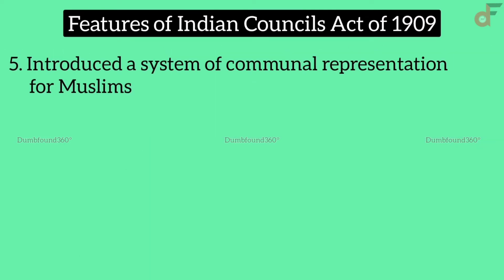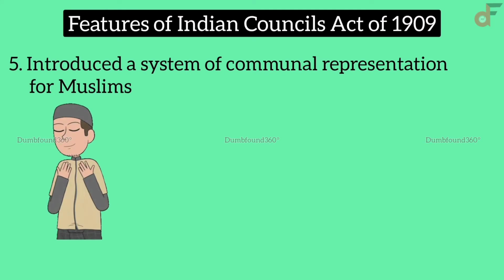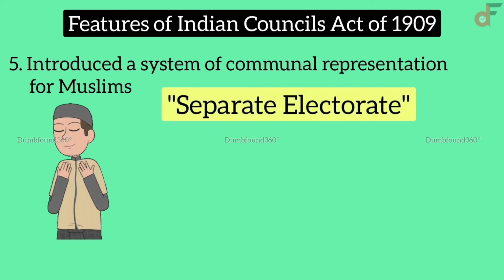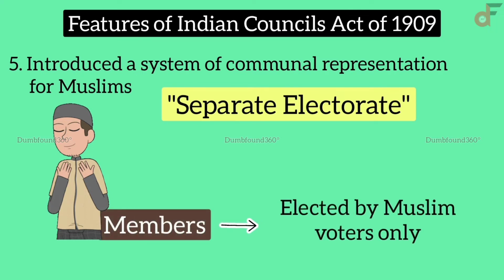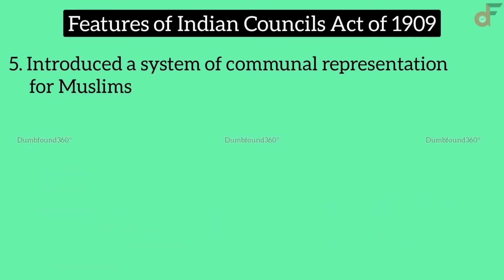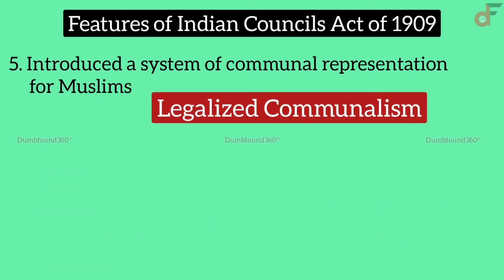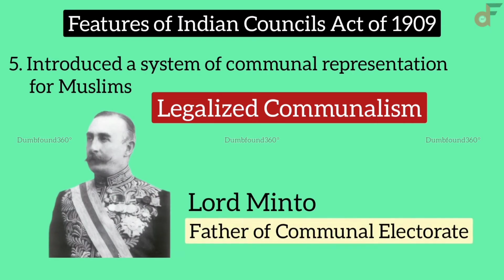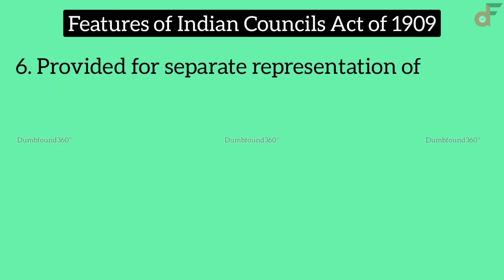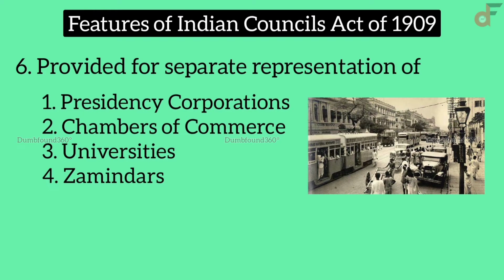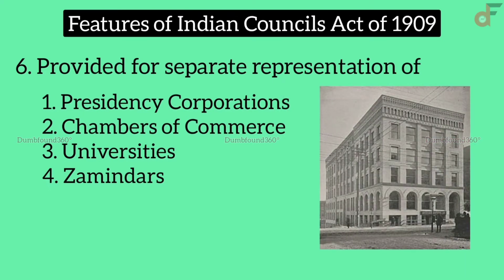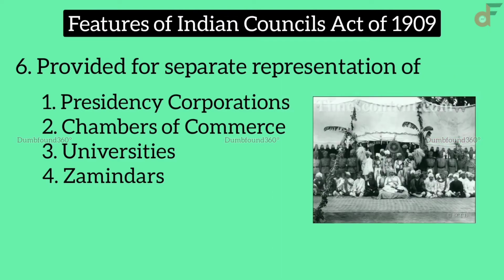5. It introduced a system of communal representation for Muslims by accepting the concept of separate electorate. Under this, the Muslim members were to be elected only by Muslim voters. Thus, the act legalized communalism and Lord Minto came to be known as the father of communal electorate. 6. It also provided for the separate representation of presidency corporations, chambers of commerce, universities and zamindars.